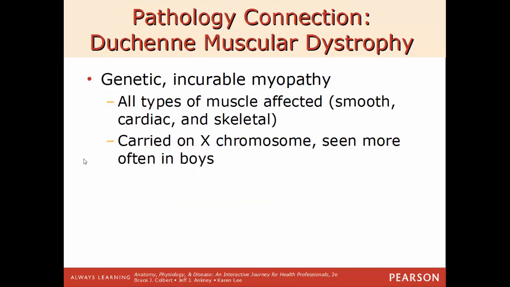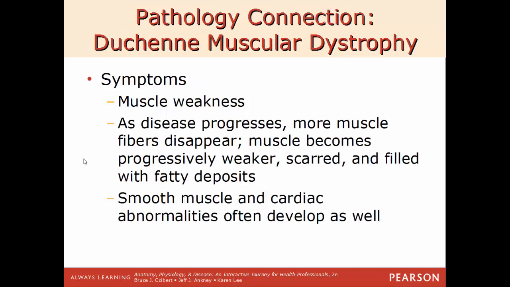Now, this condition will affect all types of muscles, not just skeletal, but can affect cardiac or smooth or skeletal. This genetic disorder is found on the X chromosome, so will be seen more often in boys. Some common symptoms of Duchenne MD: muscle weakness. As the disease gets more progressed, more muscle fibers will be broken down and will start to disappear.